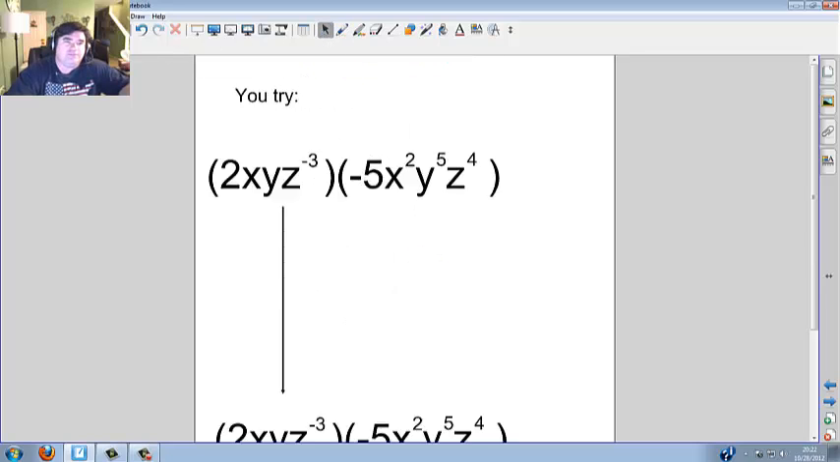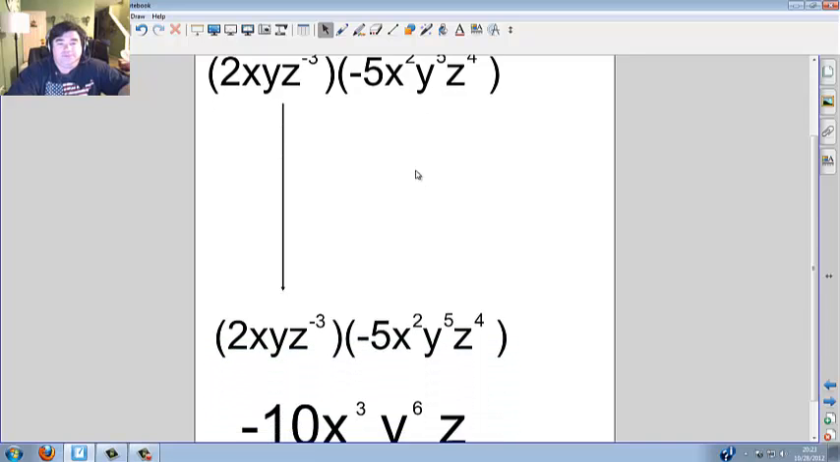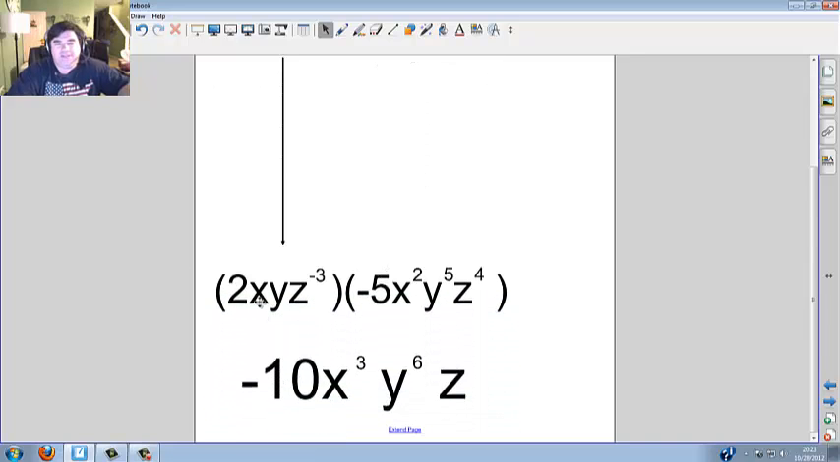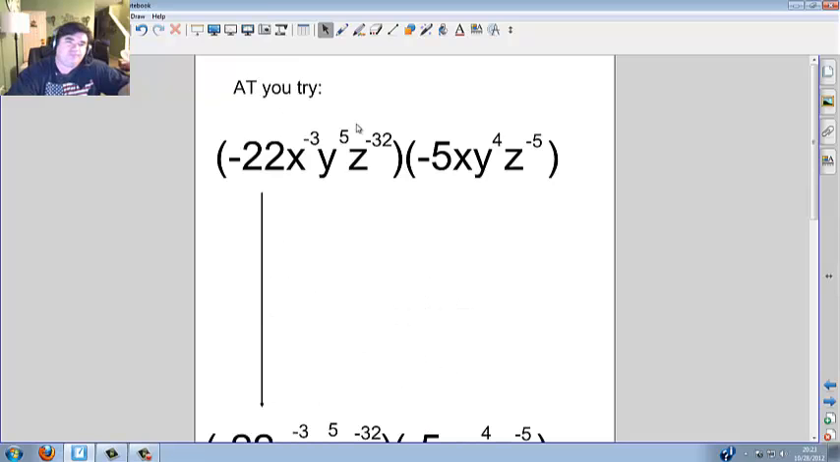Alright, next one. You try. 2xyz to the negative third times negative 5x squared y to the 5th z to the 4th. Go ahead at this time. Let's see what you got. Well, positive times negative is a negative. 2 times 5 is 10. X and 2 more x's make 3 x's. Y and 5 more y's make 6 y's. And, well, let's see. Negative 3 plus 4 is 1, so that's good to go.